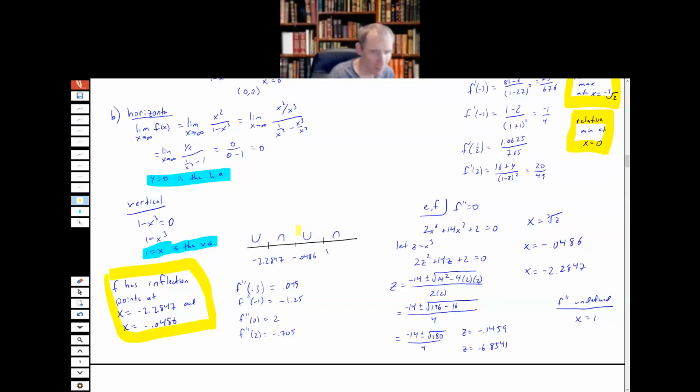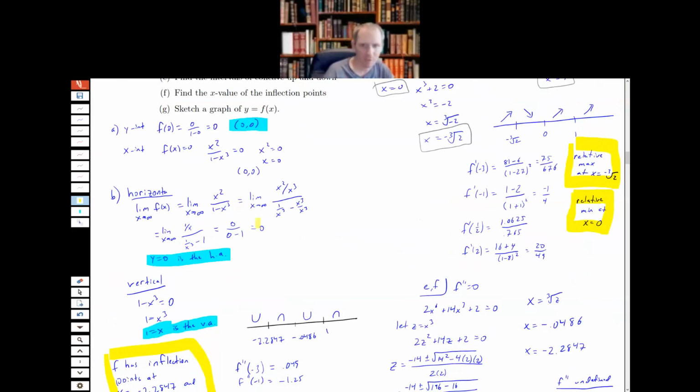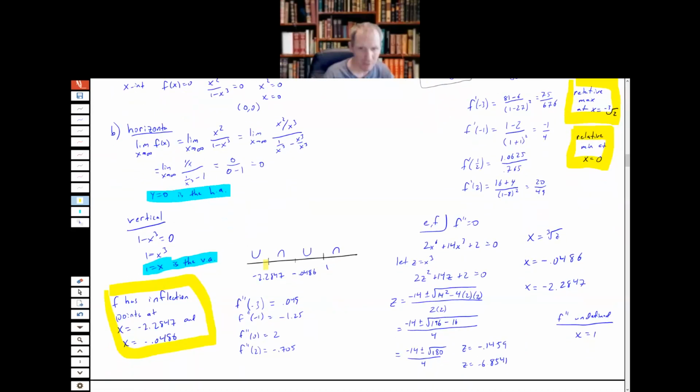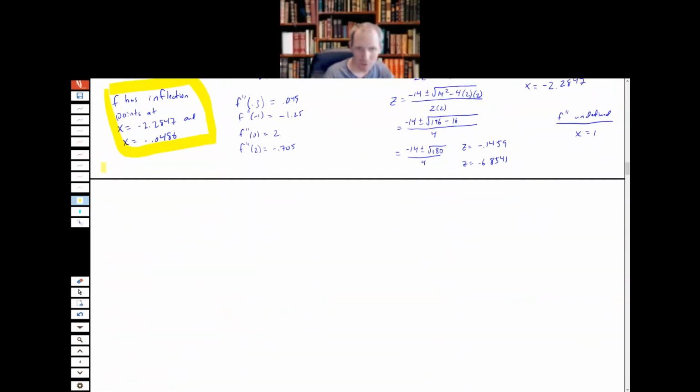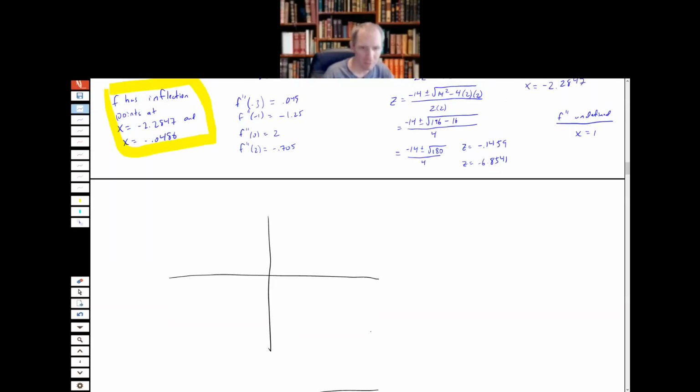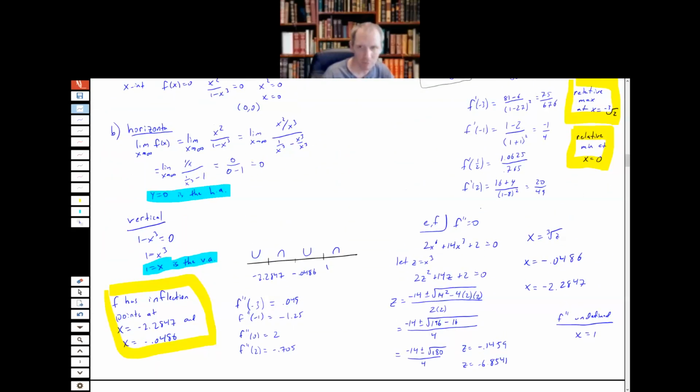Okay, so we have our intervals of concavity, and we have our inflection points. So that's parts E and F. The final step is going to be to graph this thing. So let's go ahead and set up our graph. And what I'm going to do is underneath my graph, I'm just going to take the information that I already found and just transcribe it over.